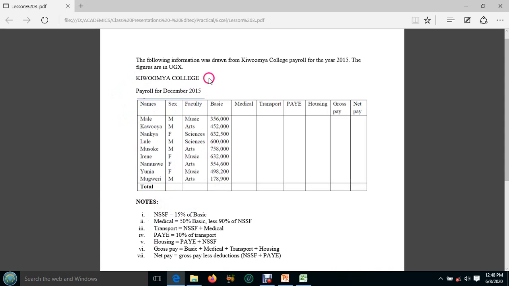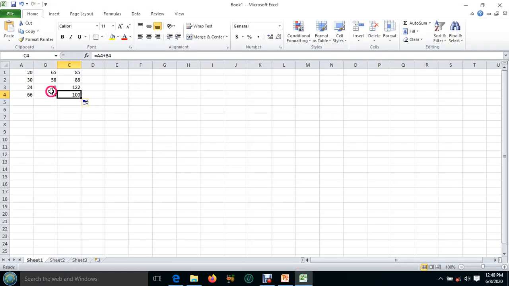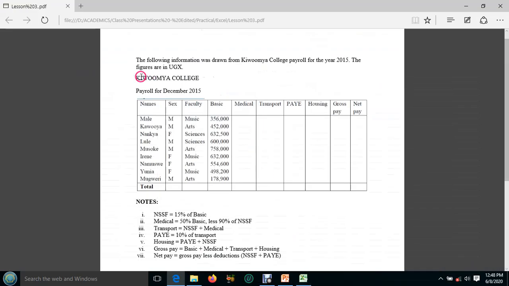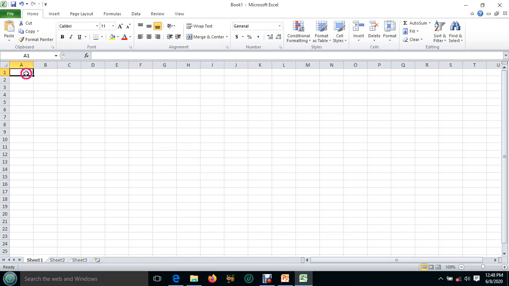So let's first come up with this table. I'm going to use this very sheet here to demonstrate that. The first one we are having is Kiumia College. Just type it the way it is. What you must know is that the table must appear the way it is on the question paper here. So here we have Kiumia College payroll for December 2015. So we type that normally.